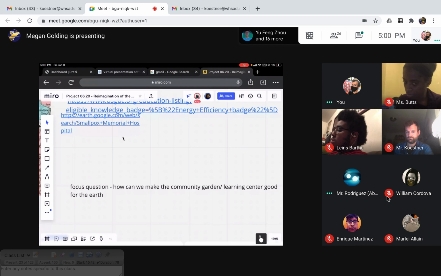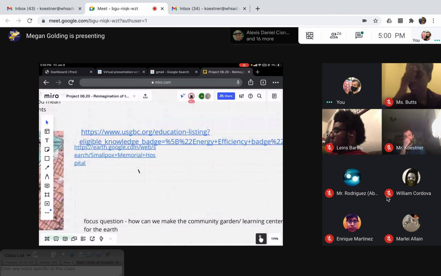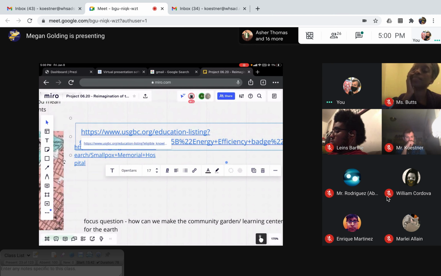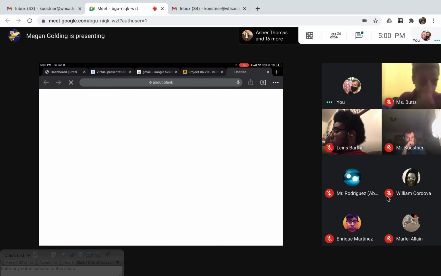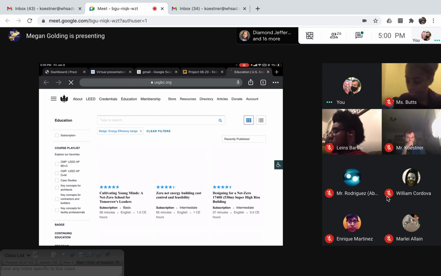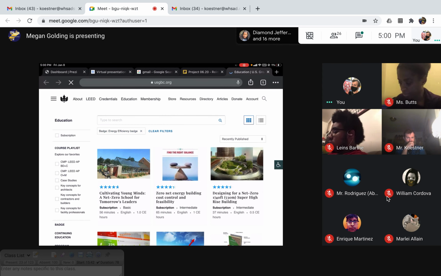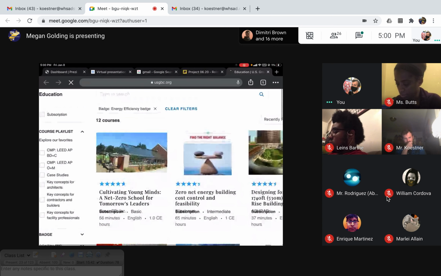My focus question, and this is our group idea: how can we make the Community Garden / Learning Center a good place for the Earth? And first, I used lead as a resource. Give it a second. And since you want to do Community Garden, this would be a very good idea.